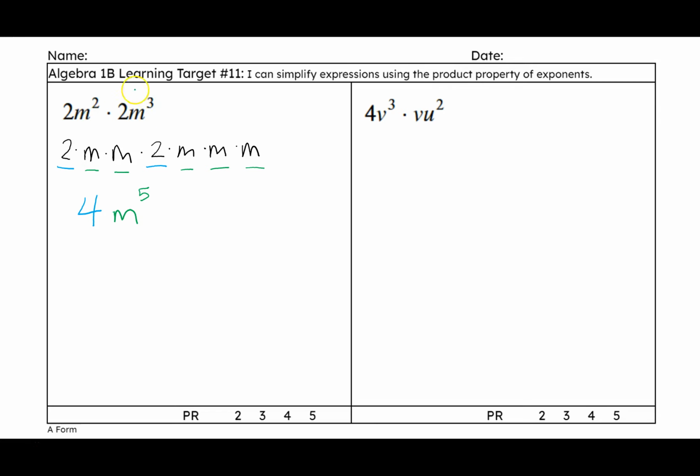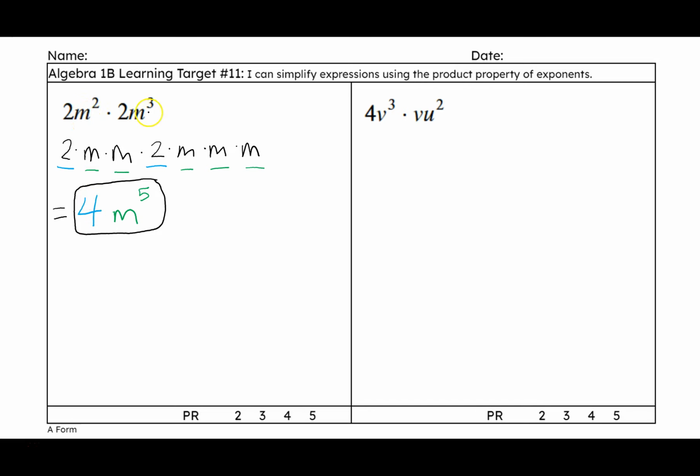So the product property of exponents says that you can just add the exponents when you're multiplying because it shows repeated multiplication. So here's your first answer. Now, the actual numbers that we know, like 2 times 2, you would actually multiply that out to get you 4. But the variables, you can just add those exponents if they're all being multiplied together.